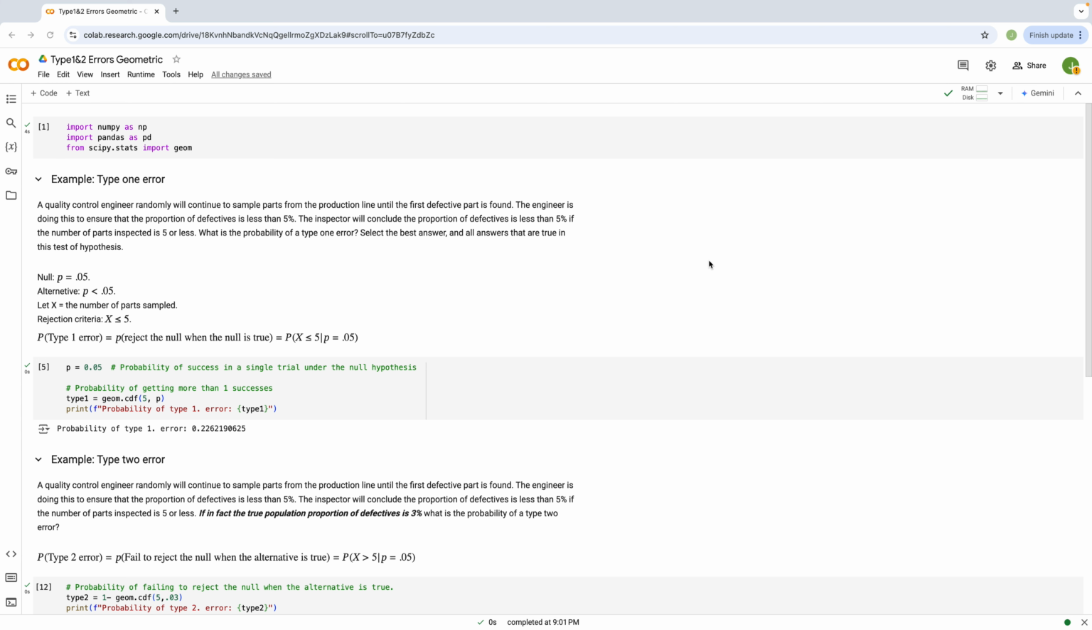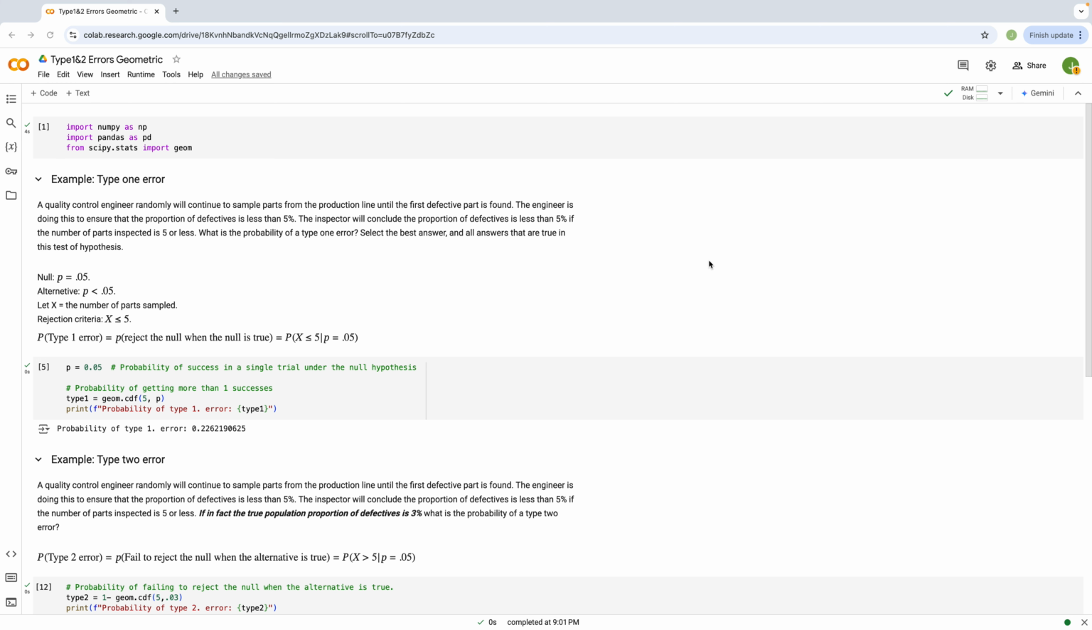Type 1 and 2 errors and give an example associated to the geometric distribution. In this example, a quality control engineer randomly will continue to sample parts from the production line until the first defective is found. So in particular, this means that there is no fixed sample size. They're going to continue a process until the first success, which is to find the defective, occurs.